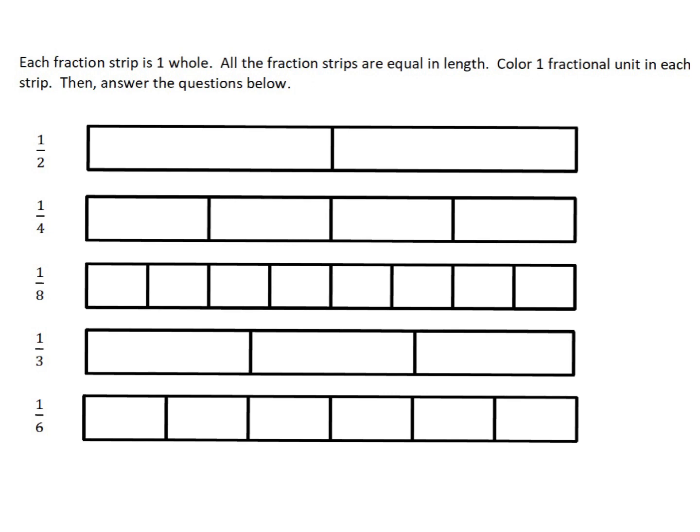Each fraction strip is one whole. All of the fraction strips are equal in length. Color one fractional unit in each strip. Then answer the questions below. So, one part of 1/2, which is our whole, would look like this. 1 part of 1/4, which is our whole, would look like this. 1 part of 1/8, which is our whole, would look like this.